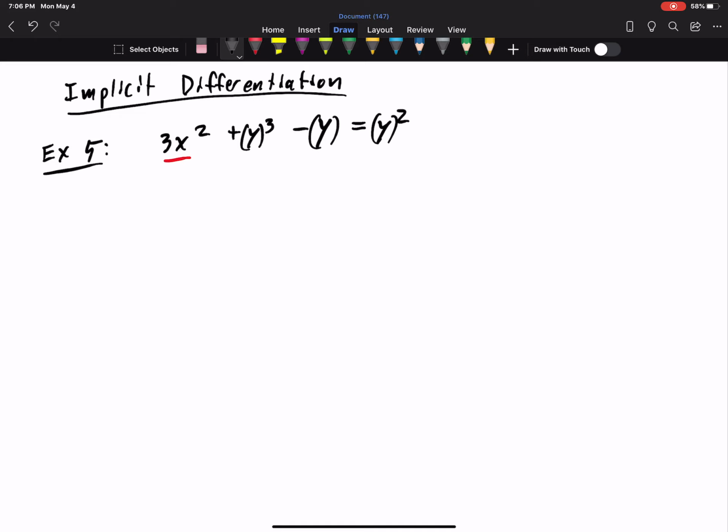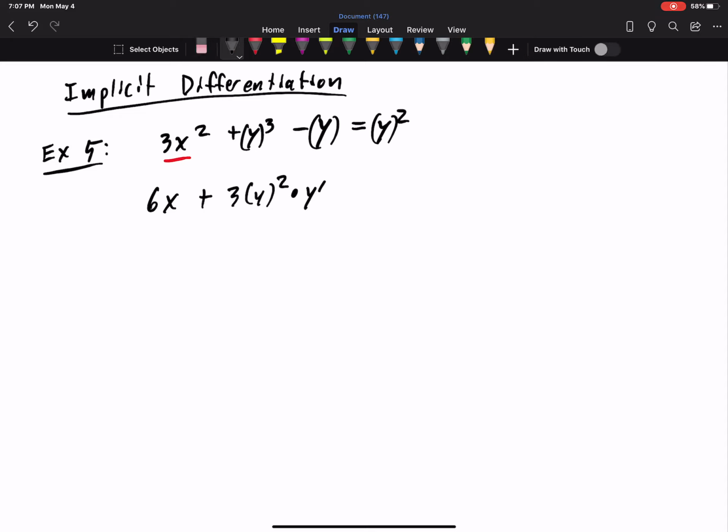So deriving this first 3x squared, you know how to do that. That's 6x. Now deriving the second term, this y cubed. The 3 gets moved down in front because chain rule. So this gives us 3 parentheses y squared. But are we done? Nope. Because we have to multiply by the derivative of the inside function, namely this y, which is a function in x. So we have y prime multiplied on the outside. Okay, so let me get rid of some of this nastiness.